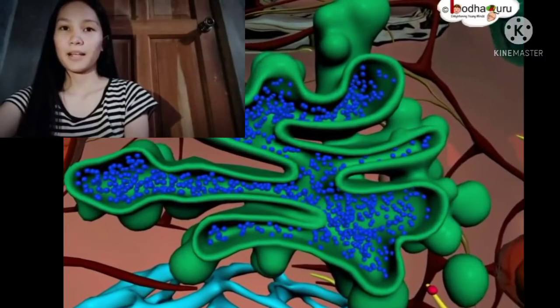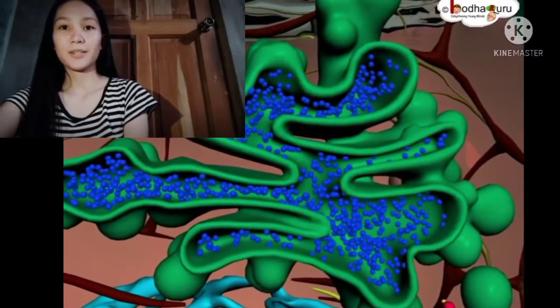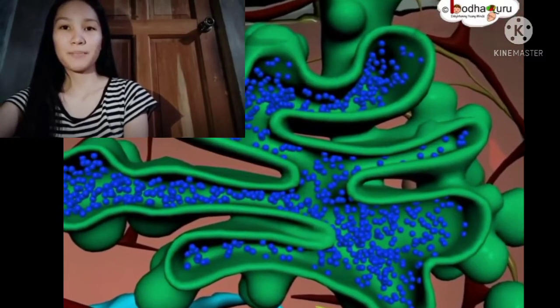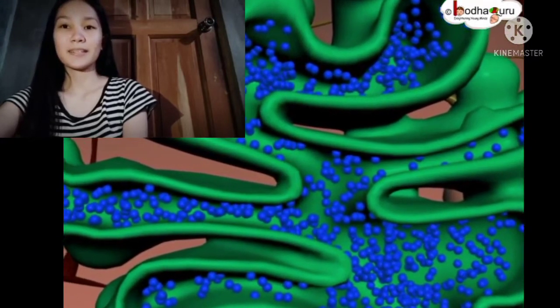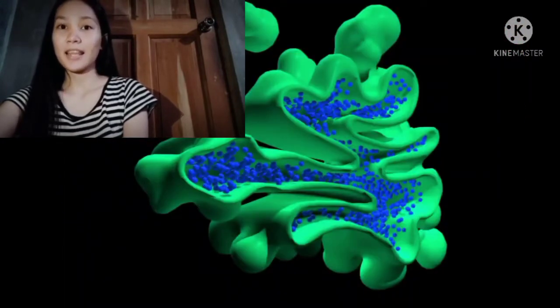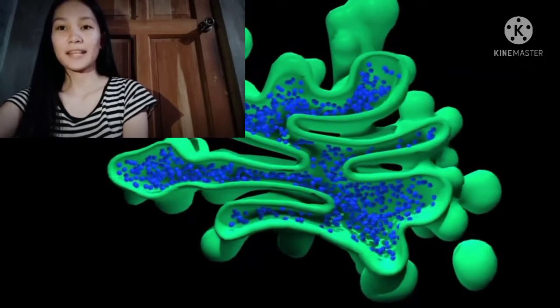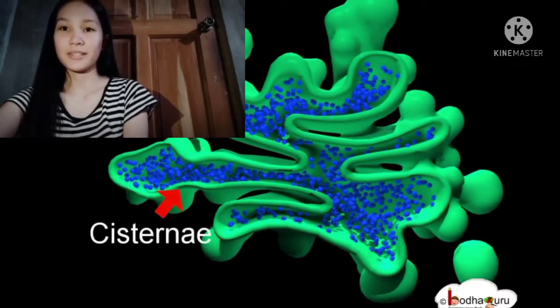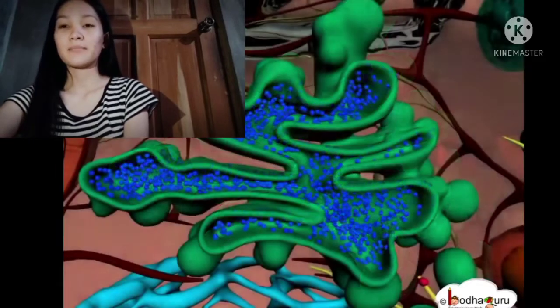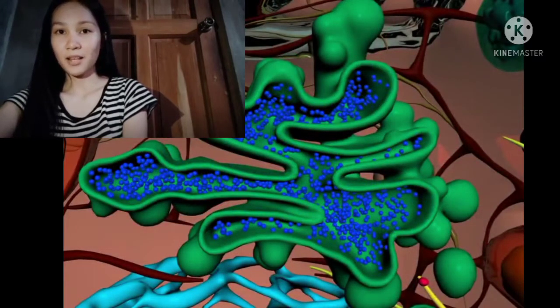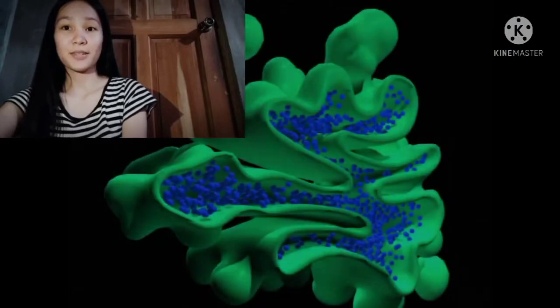The Golgi apparatus, also called Golgi complex or Golgi body, is a membrane-bound organelle found in eukaryotic cells, cells with clearly defined nuclei. It is made up of a series of flattened stacked pouches called cisternae. It is located in the cytoplasm, next to the endoplasmic reticulum, and near the cell nucleus.